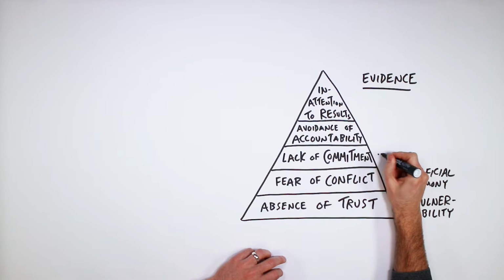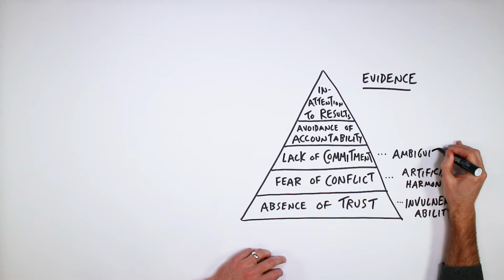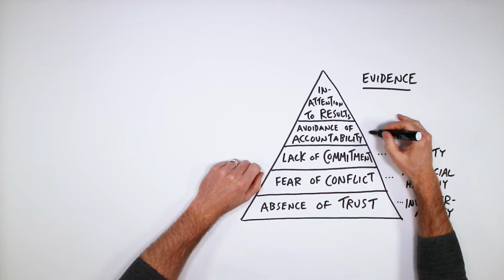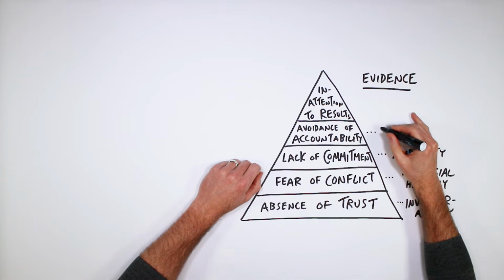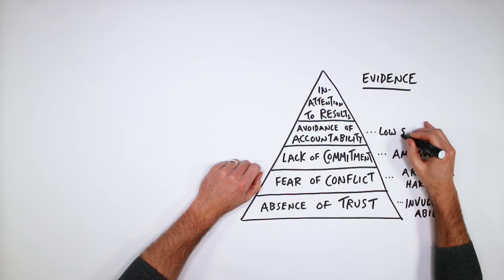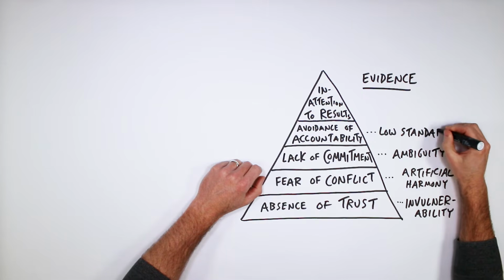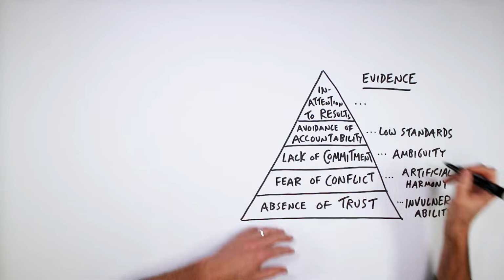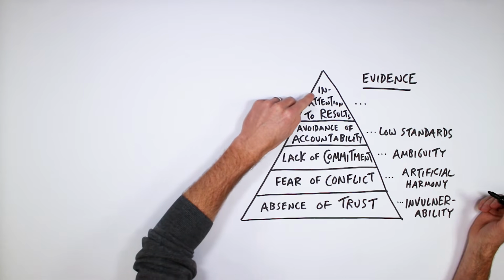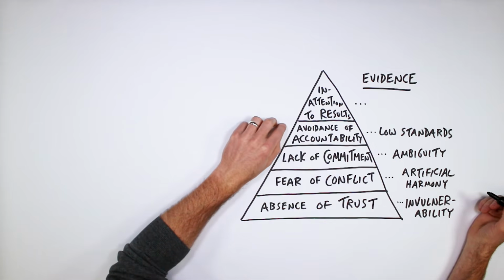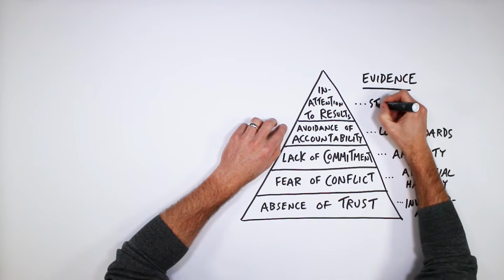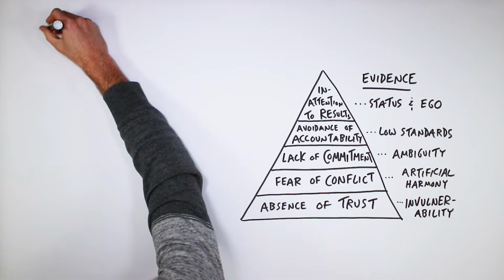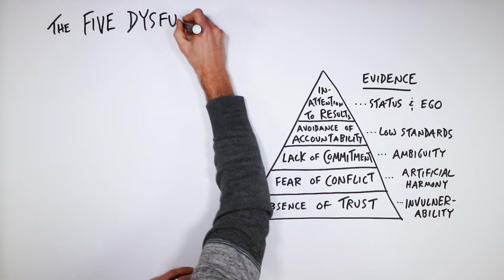The evidence for lack of commitment is ambiguity. Is there some uncertainty about what needs to be done? And even if you know what needs to be done, is there clarity around what good looks like? Or are there simply low standards in place? And then as you look to what the team is actually trying to achieve as a whole, the evidence of an inattention to specific results is when more attention is placed on individuals' status and ego. So these here are the 5 dysfunctions of a team.